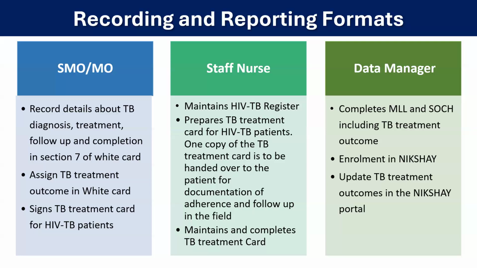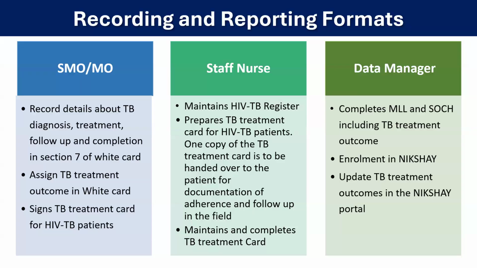So this is where I was stressing. Most of the time, what we miss is documenting the TB treatment outcome, whether in the HIV-TB register or in the SOCH. We will for sure enter, either in the MLL or in the HIV-TB register, the date of start of ART, date of start of ATT, the CD4 count, even the revised one, and the date of viral load testing. The missed part, whether in the SOCH or the HIV-TB line list, is the TB treatment outcome. So please try to document even the TB treatment outcome in the SOCH and the MLL.